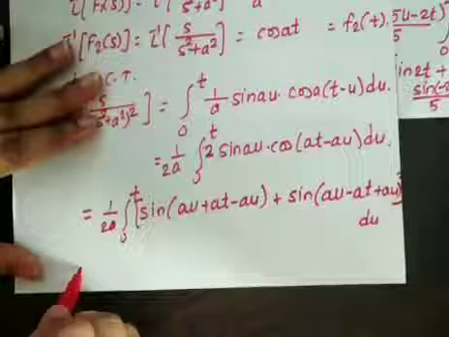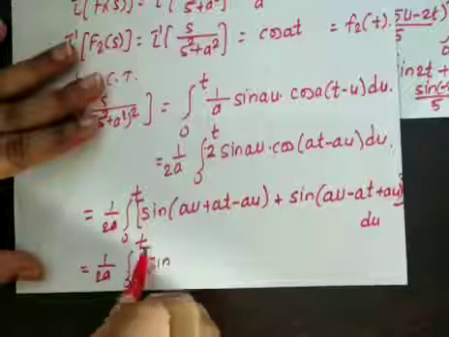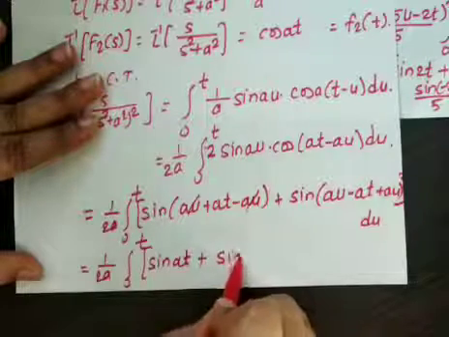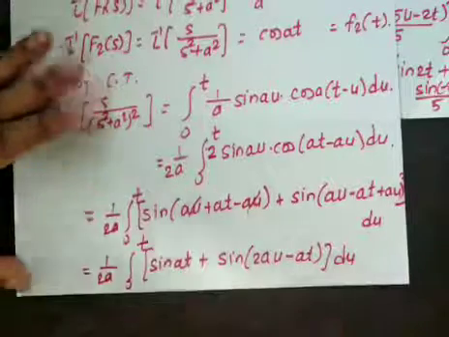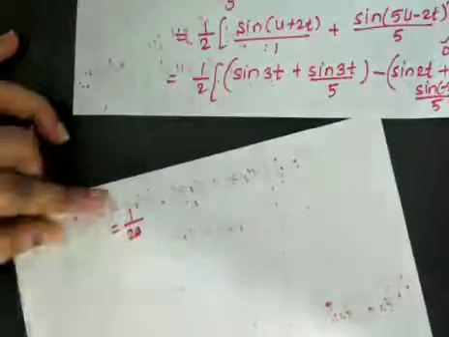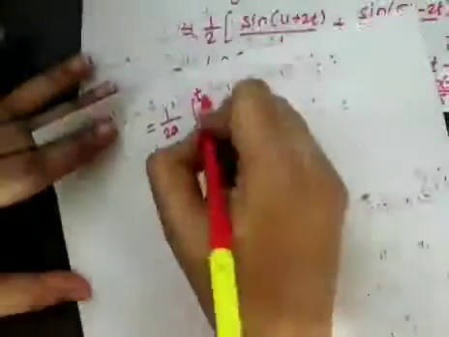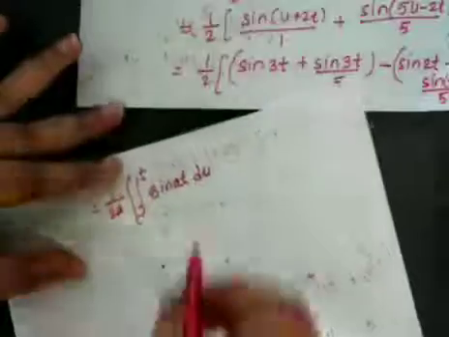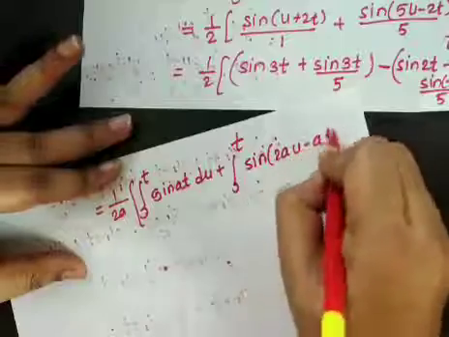That is equal to 1 upon 2a integration 0 to t of sin at, since au minus au cancels, plus sin(au plus au, that is 2au minus at) du. Now this integration gets separated as 1 upon 2a, integration 0 to t sin at du, plus integration 0 to t sin(2au minus at) du.